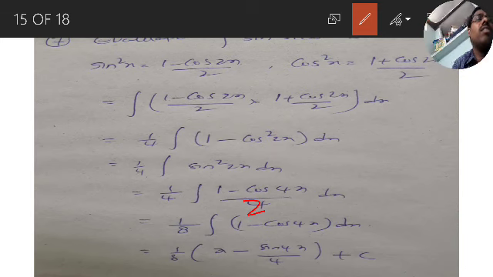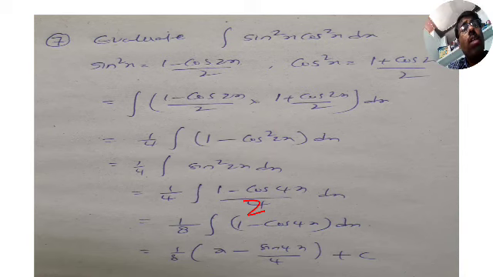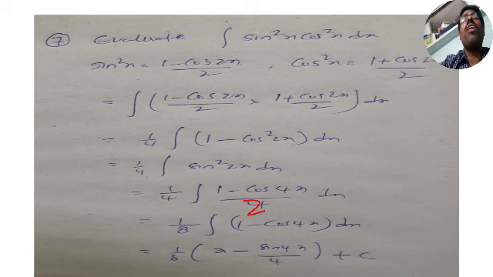Are you getting, guys? Are you getting? The last one, the problem is of the form where sin and cos powers are even, sin square and cos square.